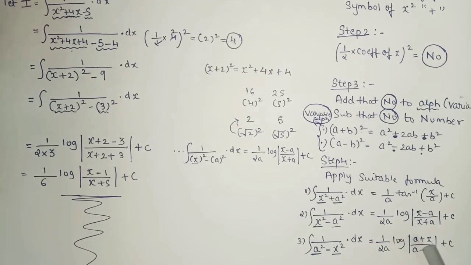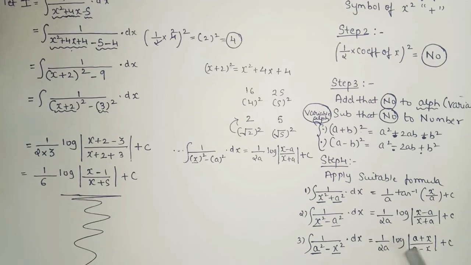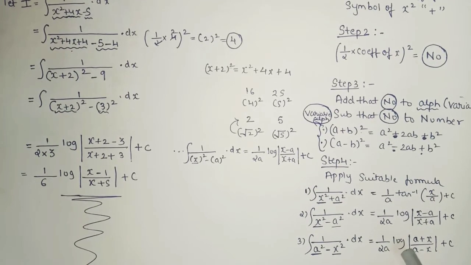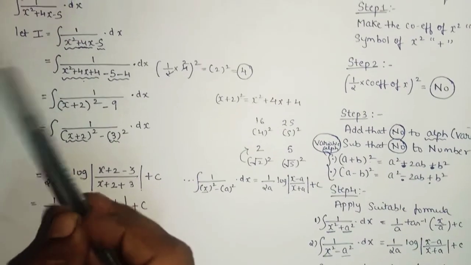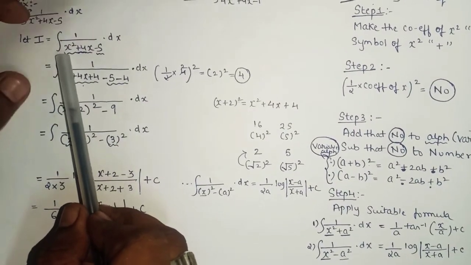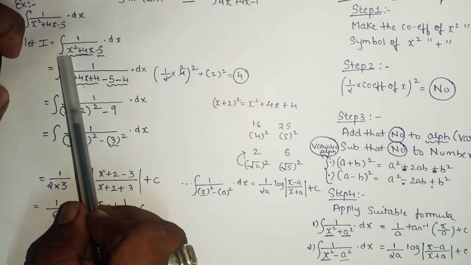I hope you all know why we write the formula in mod when we apply log. Okay, so log mod of a plus x upon a minus x plus c. In the last lecture we took one example. Here clearly we can see that the coefficient of x square was 1 already, and the sign was positive.